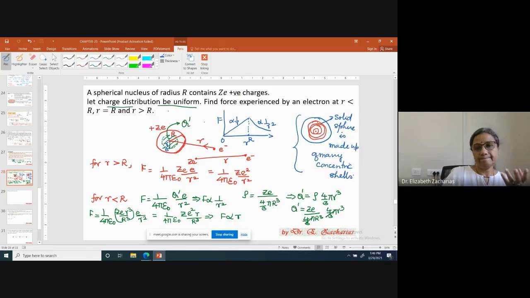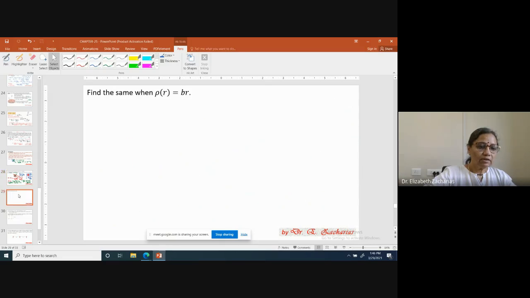Okay. So now we have done this problem assuming that the nucleus has a uniform distribution of protons. Now let us go ahead and look at another situation. Find the same forces when the charge distribution is a function of r, and B is a constant. So what does this mean? It is like this: I am having a sphere and I am finding that the charge distribution is directly proportional to r.